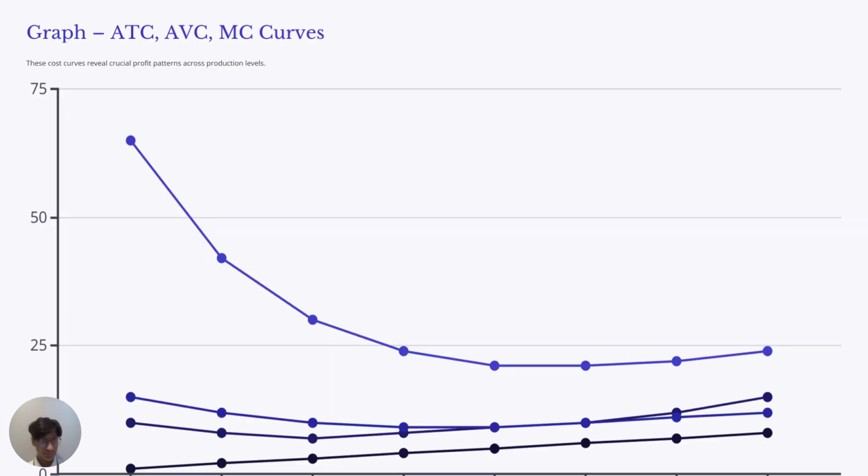These graphs bring all these concepts together. The MC curve cuts through the AVC and ATC curves at their minimum points. When marginal cost is below average, cost is falling. When it's above, average cost is rising. This interaction tells us the most efficient output level. Firms should aim to operate where MC equals ATC or MC equals AVC to ensure cost efficiency. These curves also show when to stop production, like if MC exceeds the price customers are willing to pay.